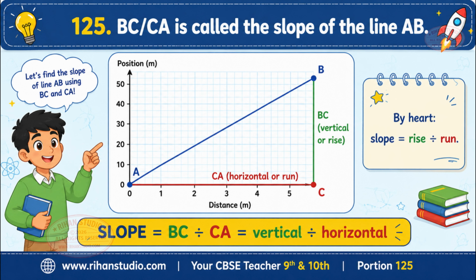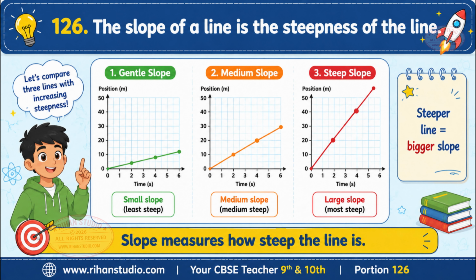BC over CA is called the slope of the line AB. The ratio, vertical divided by horizontal, has a name: the slope of the line. By heart, slope equals rise divided by run. The slope of a line is the steepness of the line. Simply, slope measures how steep the line is. A steeper line has a bigger slope.